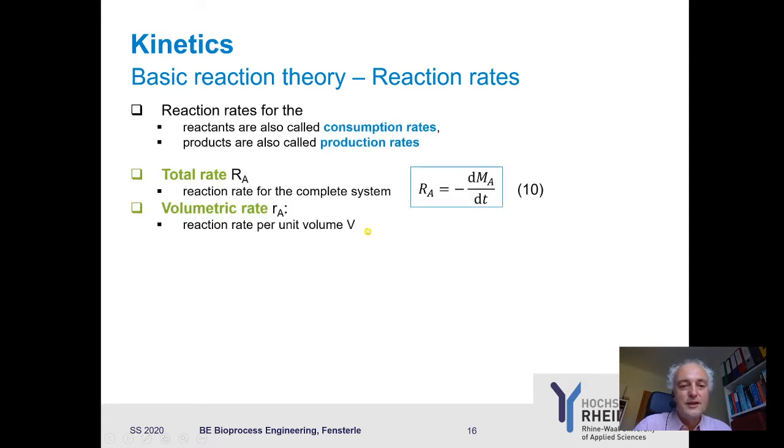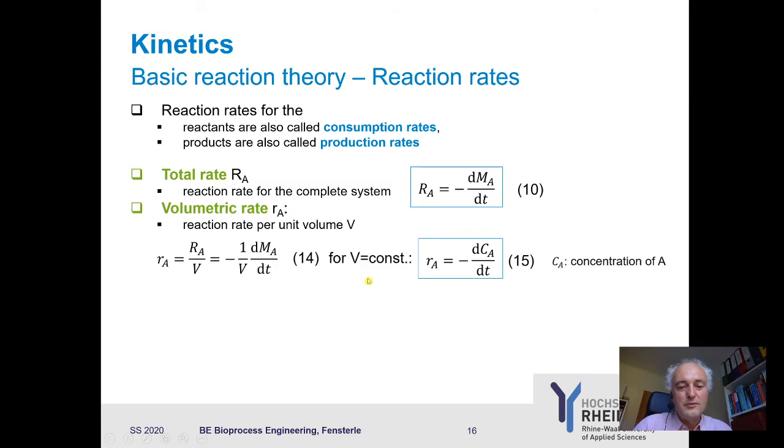And if the volume is constant, I can say that the volumetric rate is, for A, minus dCA/dt, and for Y, it is plus dCY/dt.